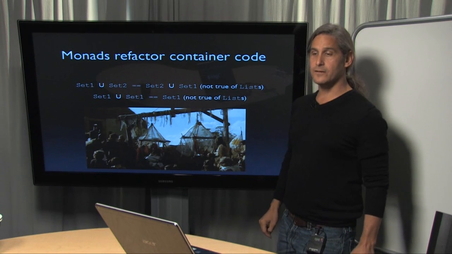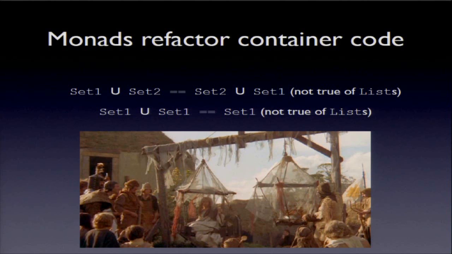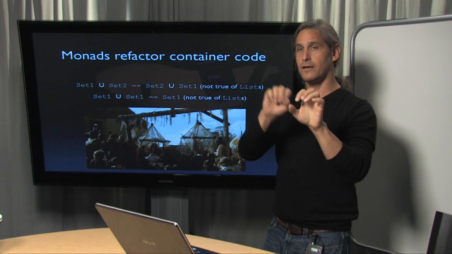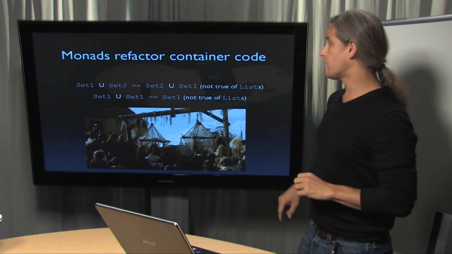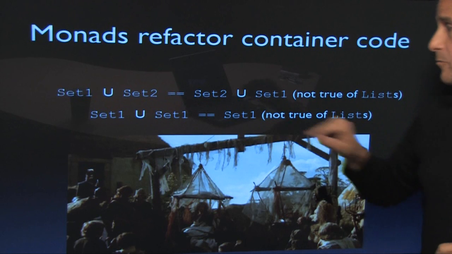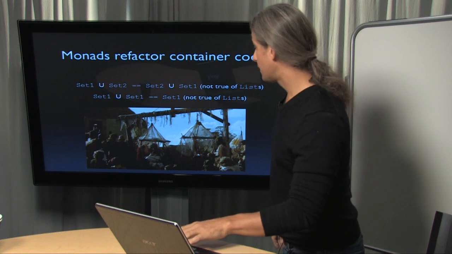We can see that clearly these are not true of lists. Right? If I take two lists and I append them, like the list containing A and the list containing B, that's not the same as the list containing B followed by the list containing A. And moreover, if we take a list and we append it to itself, we get a list that's twice as long. Right? So this is definitely not true of lists.